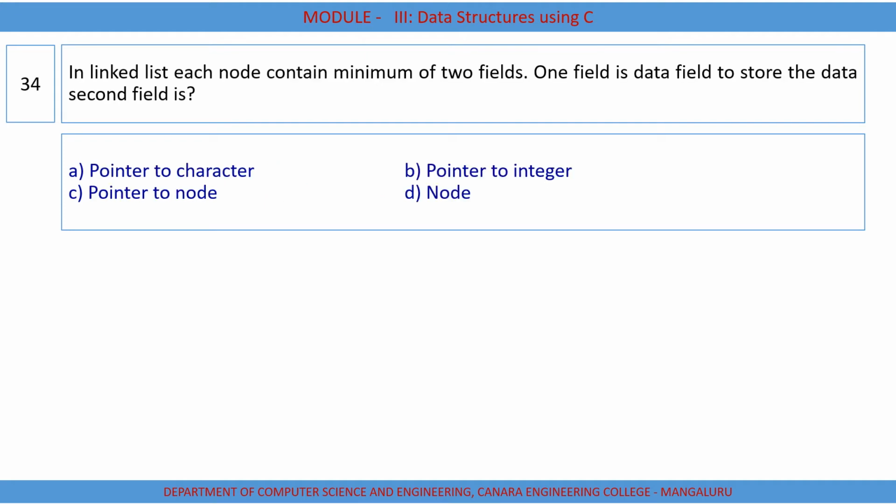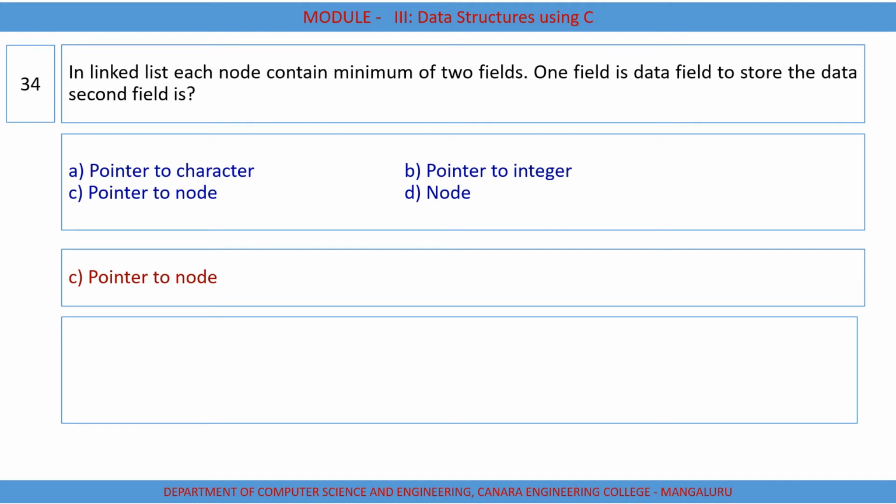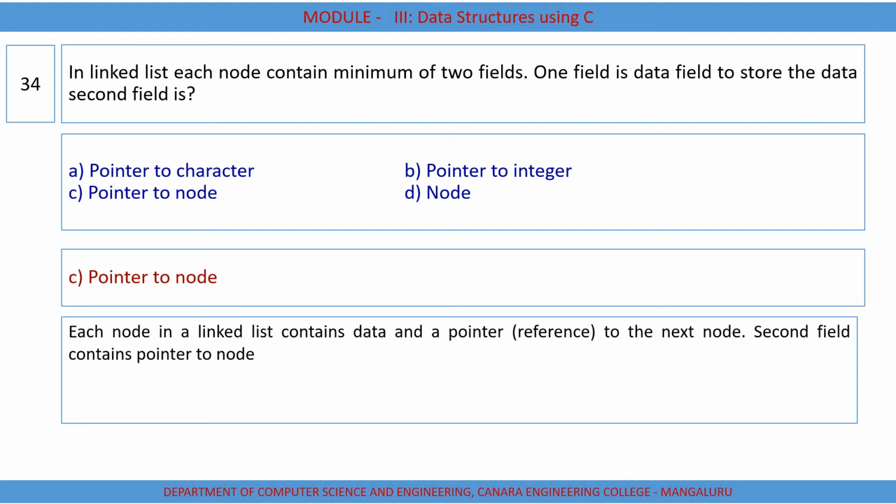In a linked list, each node contains a minimum of two fields. One field is the data field to store the data. The second field is to store the pointer to a node, that is nothing but the pointer to the next node. Each node in a linked list contains data and a pointer, which is nothing but a reference to the next node. The second field contains a pointer to another node.